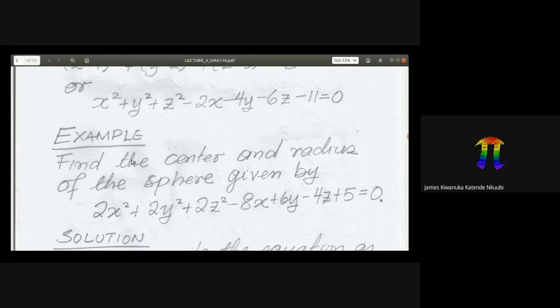So can you solve this one? Find the center and radius of the sphere. Write down this equation in your books, then I can take you back to the section which helps you to find the center and the radius. Just write down this equation in your books. Then I will scroll back to the slide which has the information which you can use to find the center and the radius of the sphere.